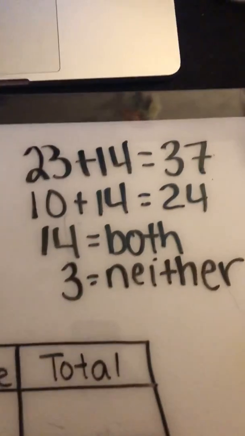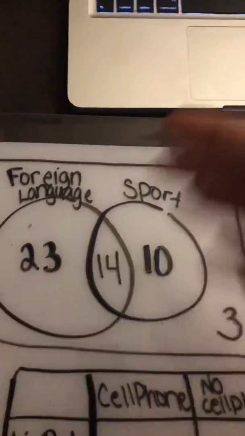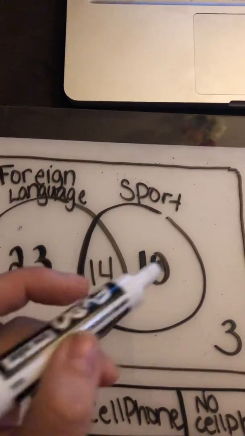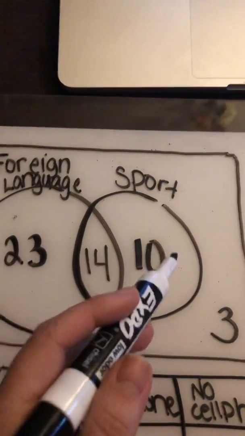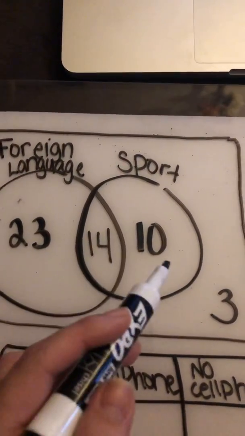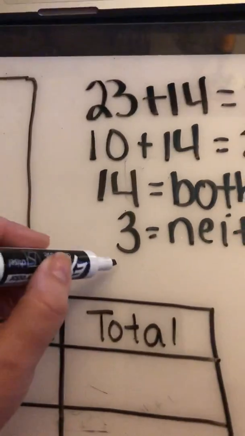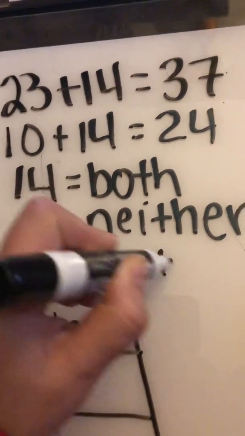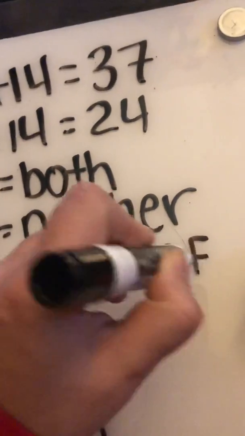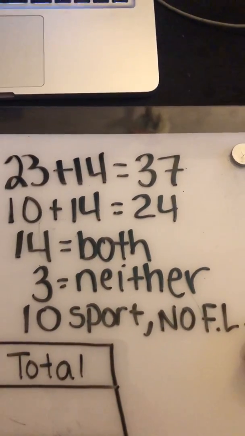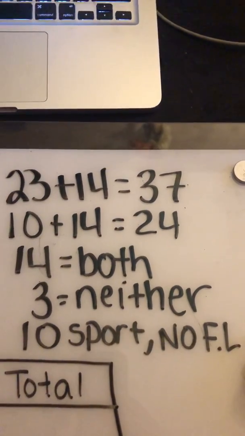The following question is, how many students play a sport but do not take a foreign language? That would only be 10, because 10 students play a sport, but they're not included in the foreign language circle. So that's 10 play a sport, but no foreign language.